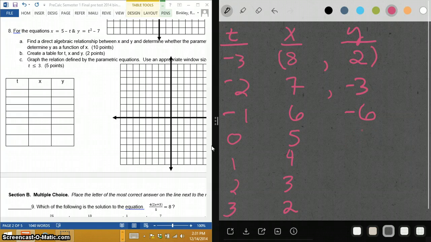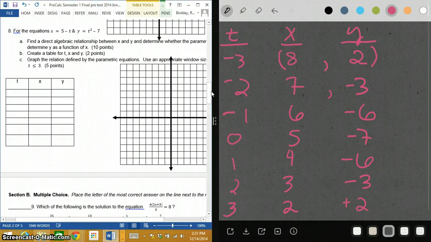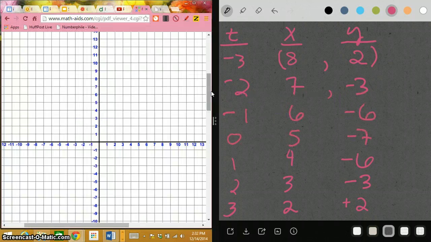Let's do 0. We get -7. For +1, we're going to have -6 again. For +2, see how these are going to be the same as the negatives up here, so I will just do -3 and then +2. So this should be what your table looks like, all filled out.